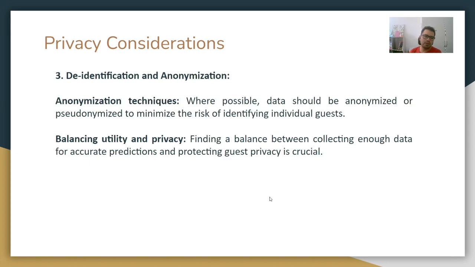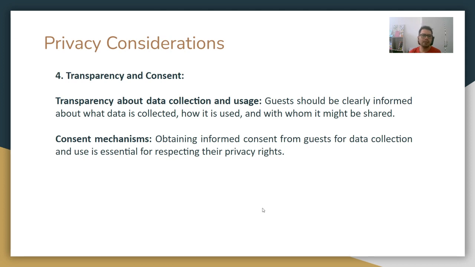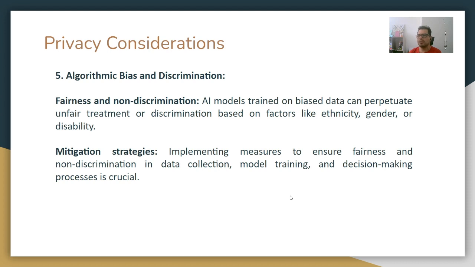We need to use anonymization techniques. Where possible, data should be anonymized or pseudo-anonymized to minimize the risk of identifying individual guests. We need to balance utility and privacy. And obviously, we need to be transparent in the way we use the data and the information, and how our model works. And we need to be aware of algorithmic bias and discrimination.